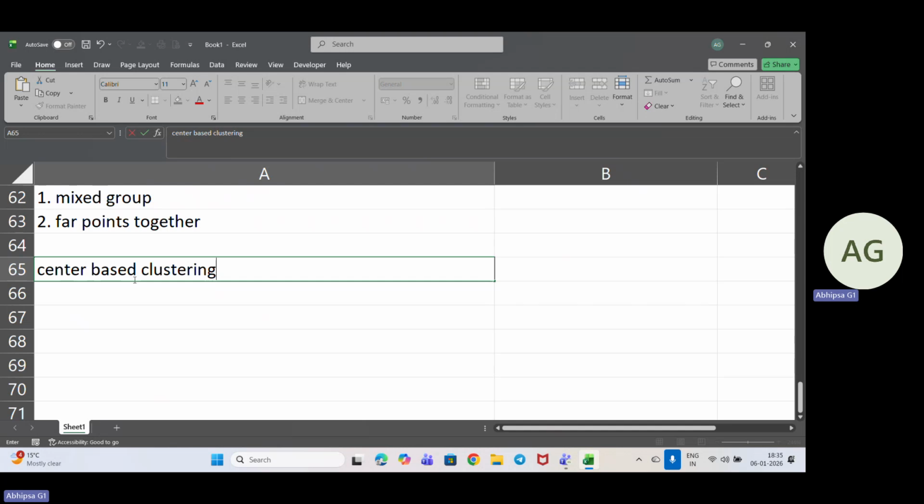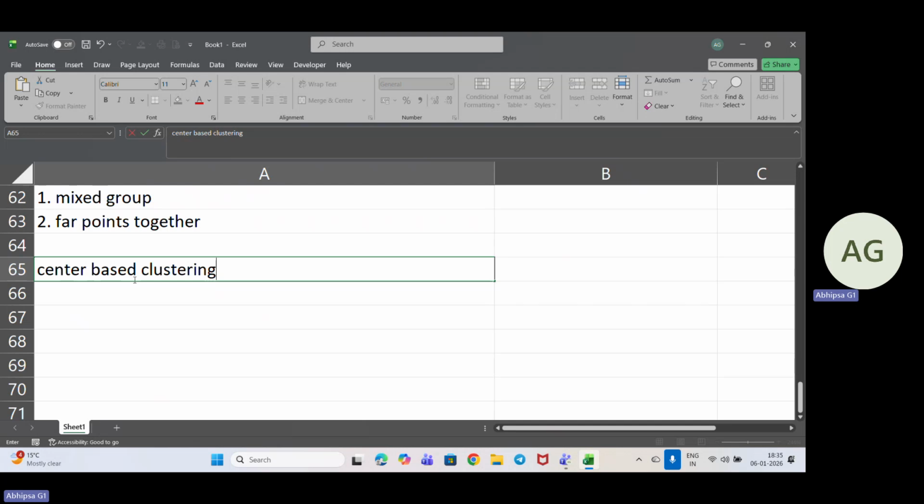In a real-life example, suppose there are three class leaders standing: leader 1, leader 2, leader 3. All of the students standing near a leader and close to him, we can say each leader becomes the center of the group, and that is forming the center-based clustering.